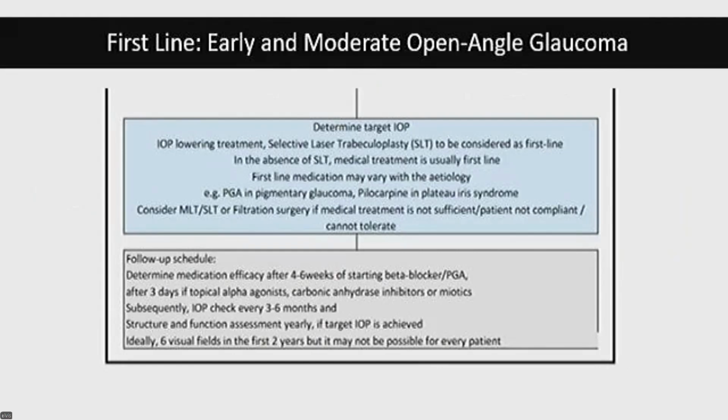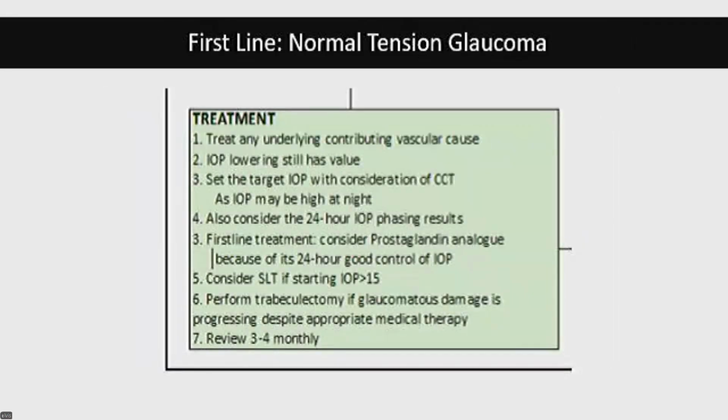Now, for the early and moderate open angle glaucomas, your first line of treatment in the absence of SLT should be medications. The medications may vary with the etiology, like you want to give pilocarpine to patients that have, prostaglandin analogs in pigmentary glaucoma and things like that. For normal tension glaucoma, you really would want to make prostaglandin analogs your first line of medication because they have good 24-hour control of intraocular pressure.